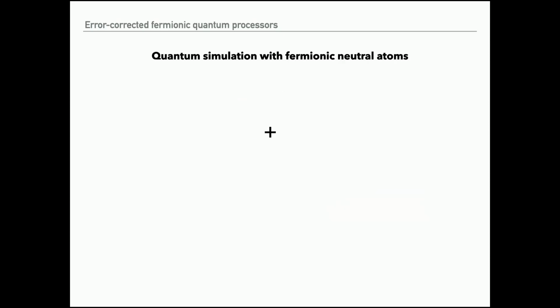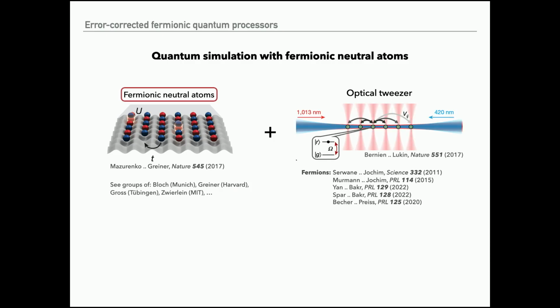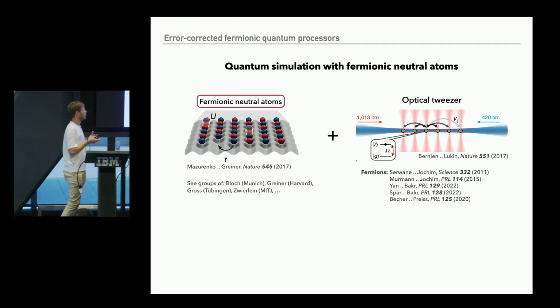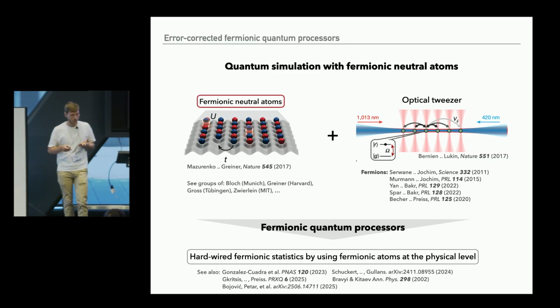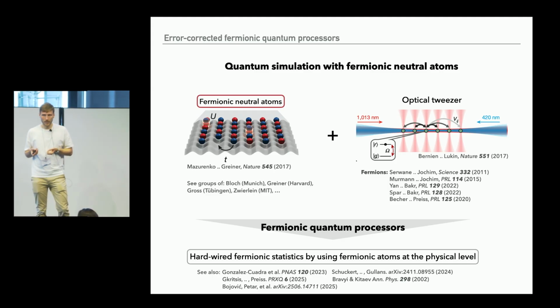So the idea that we envision here is to combine these concepts. The question is, how do we combine a fermionic processor, a system of cold fermionic atoms as shown here on the left, together with these new technologies coming up and the promise of getting high connectivity and high control with optical tweezer arrays. So the idea is to combine this into a fermionic quantum processor, which has hardwired fermionic statistics for free, in a sense.